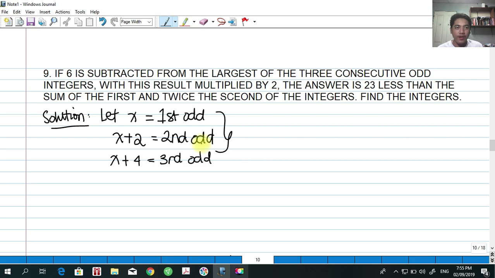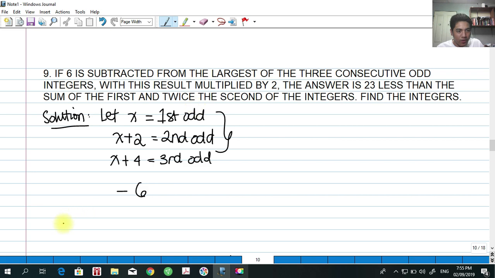So what will happen here? Let's try this first. If 6 is subtracted, we have minus 6. So if 6 appears first, no, don't be deceived. Satisfy first the condition after that phrase before actually putting minus 6. So, this is minus 6. If 6 is subtracted from the largest of the three consecutive odd numbers, the largest is x plus 4.